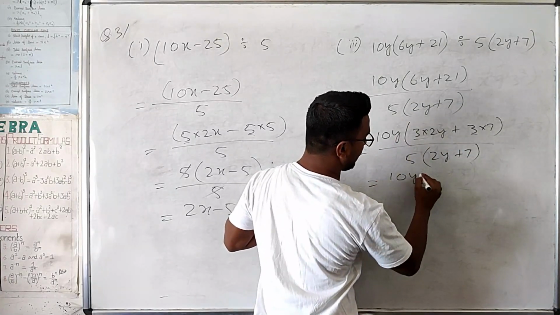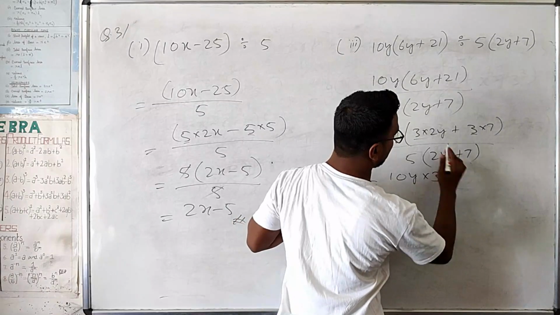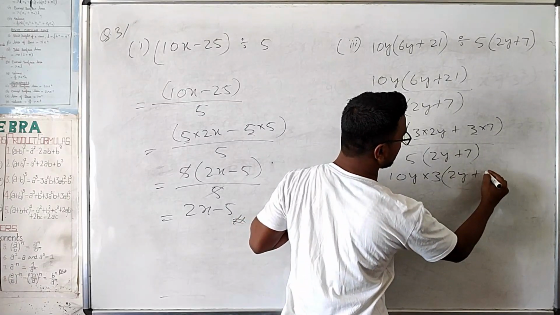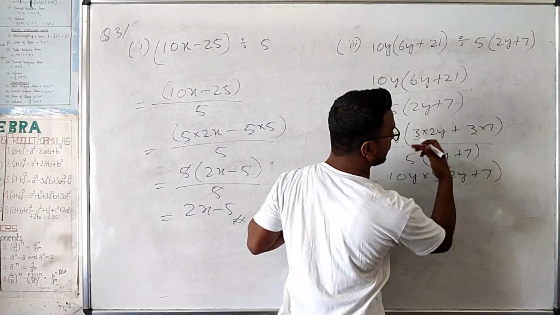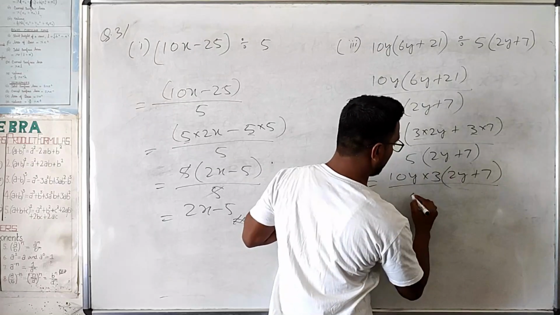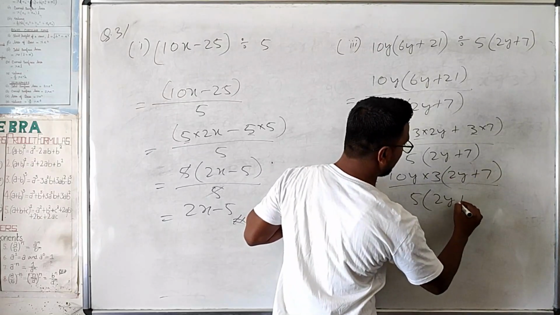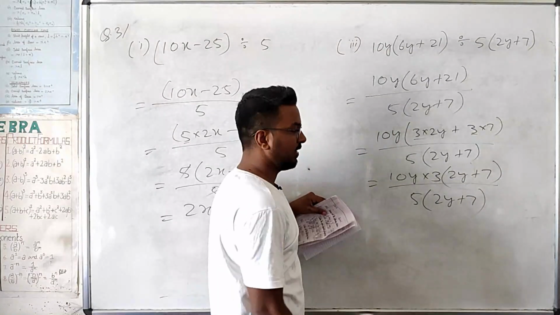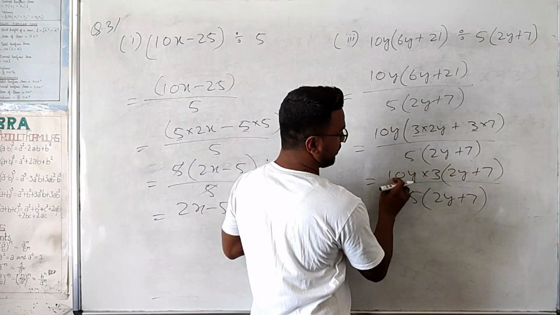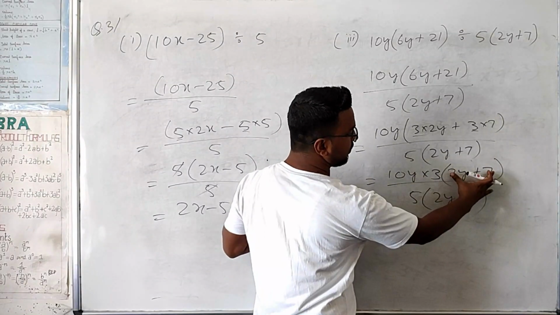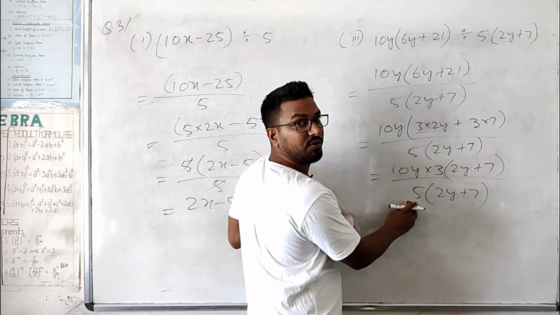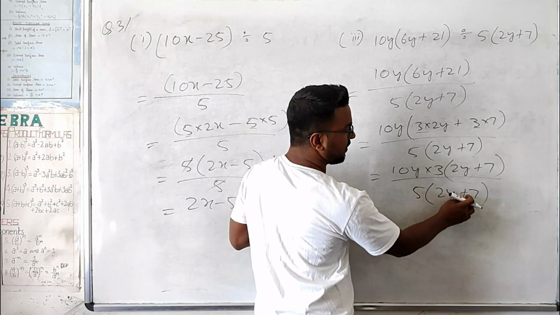This can be 10y into 3, and what will be left? 2y plus 7 will be left. 3 we already took out, and divide by 5 into 2y plus 7. Now you see, these are the factors: 10y into 3 into 2y plus 7. Here the factor is 5 into 2y plus 7.